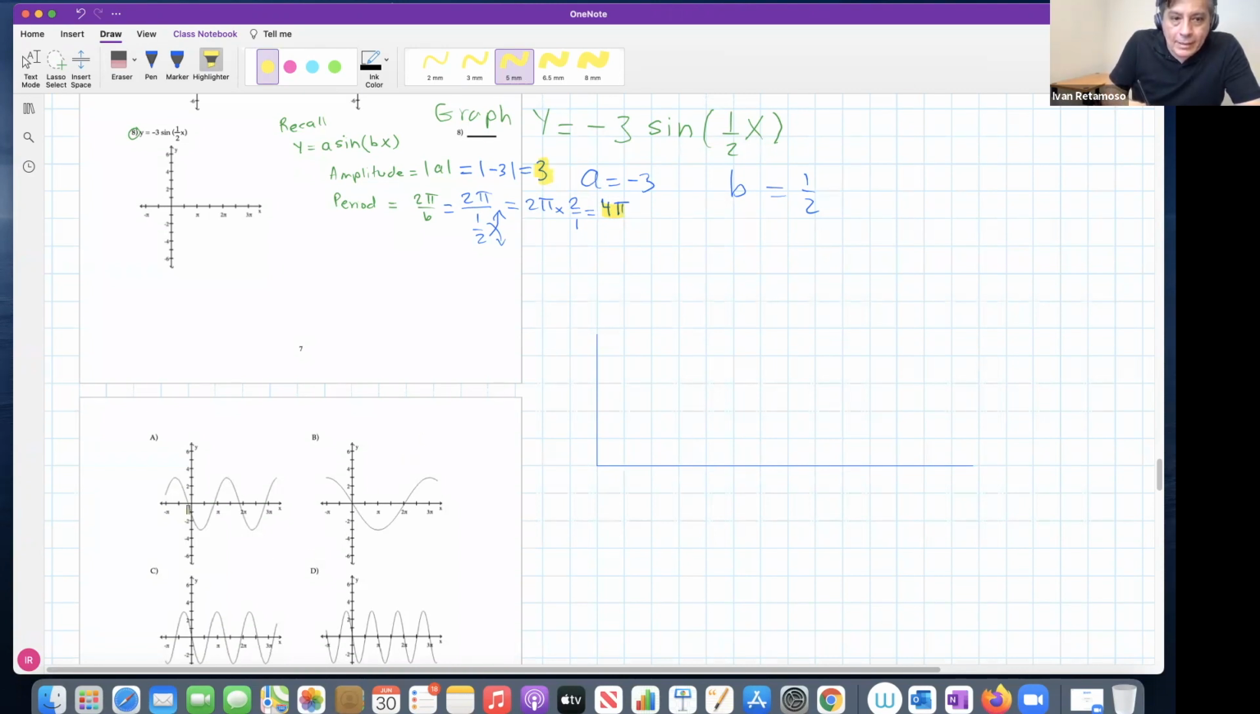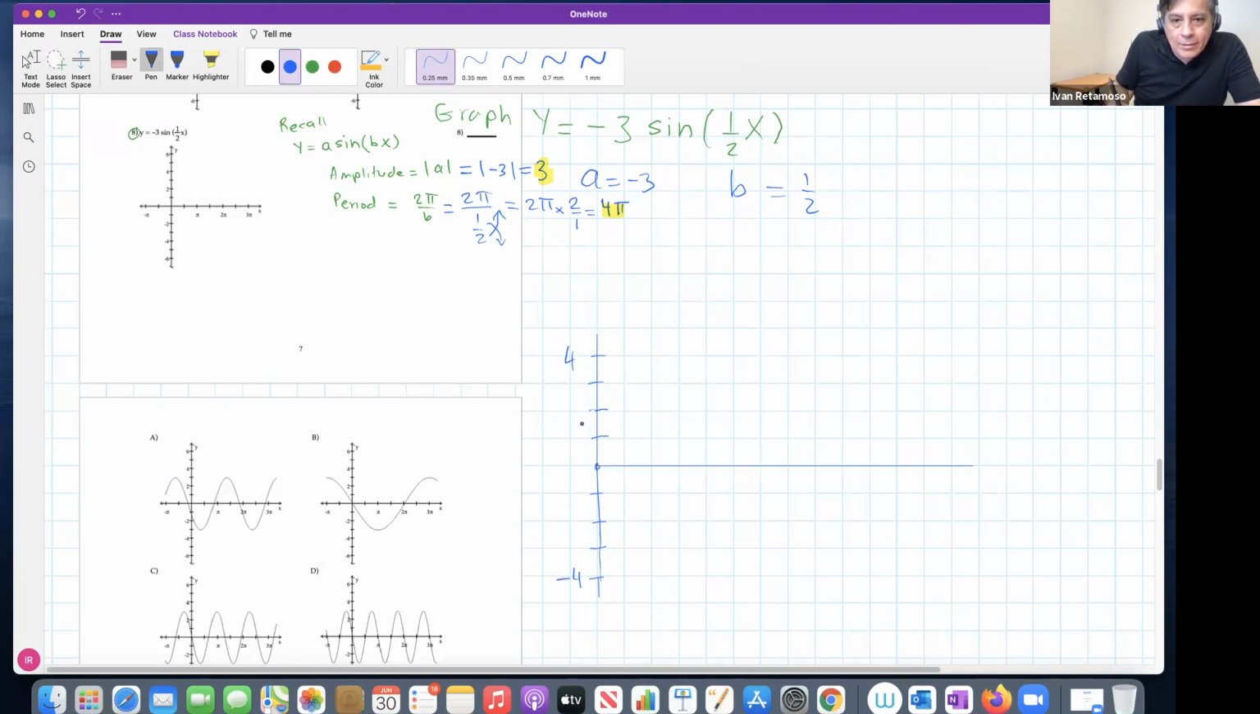So this looks like a candidate, right? Amplitude 3, 3 up, 3 down, if 1, 2. But now let's look at the period 4 pi. Which one has period 4 pi? Probably we can just graph it and then match it, right? With one of these 4. So here, amplitude 3 is telling me that I'm supposed to go 1, 2, 3, 4 up, and then 1, 2, 3, 4 down, right? So 4 here, minus 4 here.